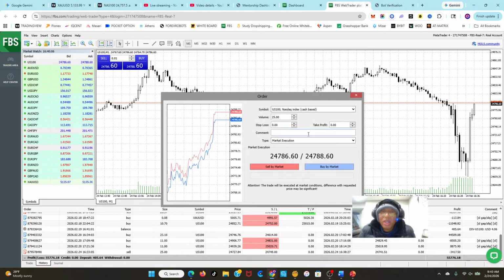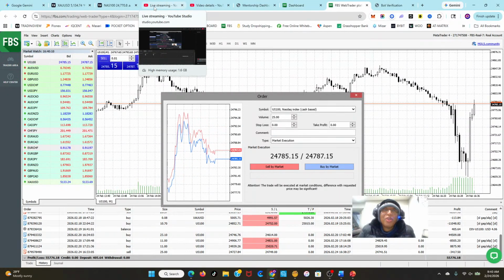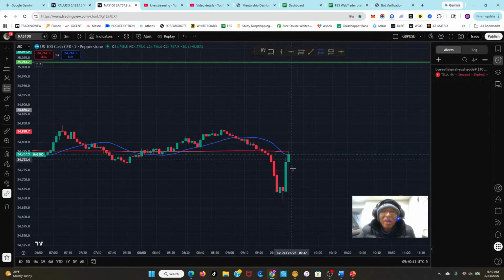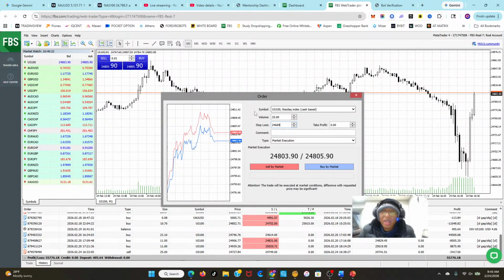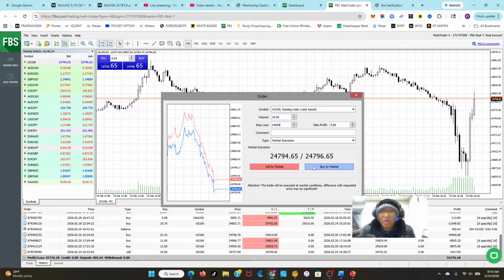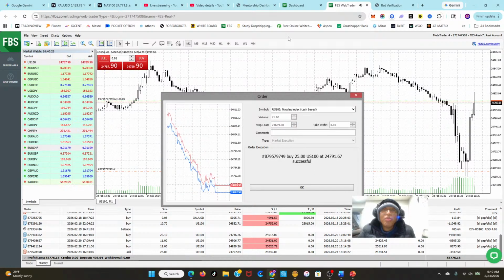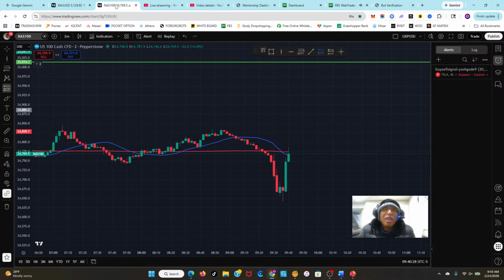New order. Where is our stop loss? Our stop loss is gonna be below the massive bar, which is this one here, 24,669. So 24,669, and we're gonna go buy. Boom, we are in the trade. We are going up, so we're gonna ride it up.